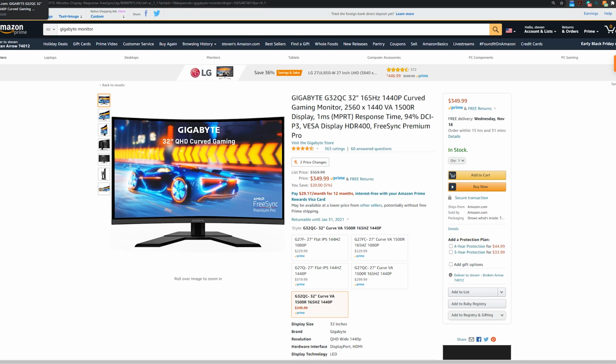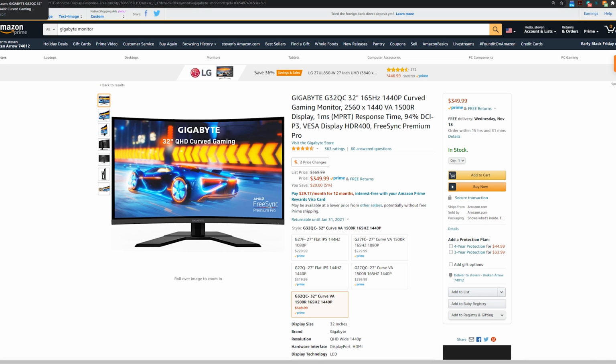They're both 32 inches. They both have a PPI, or pixels per inch, of 93. That's standard for any monitor that's 32 inches and 1440p, which both of these are. They both have a 1 millisecond MPRT response time, that's the moving picture response time. They both have FreeSync Premium Pro, but let's start getting into the differences now.